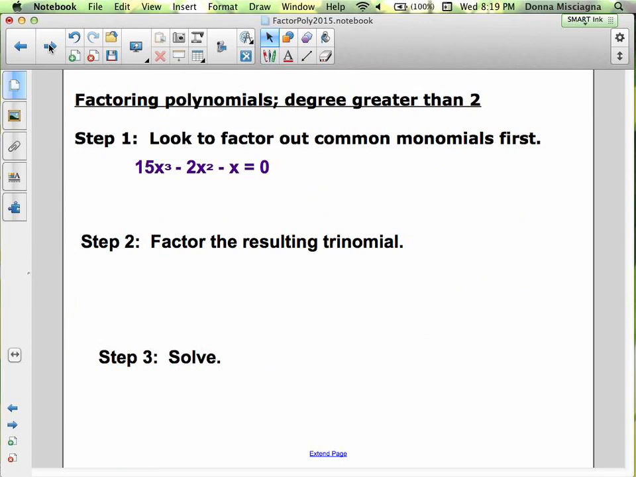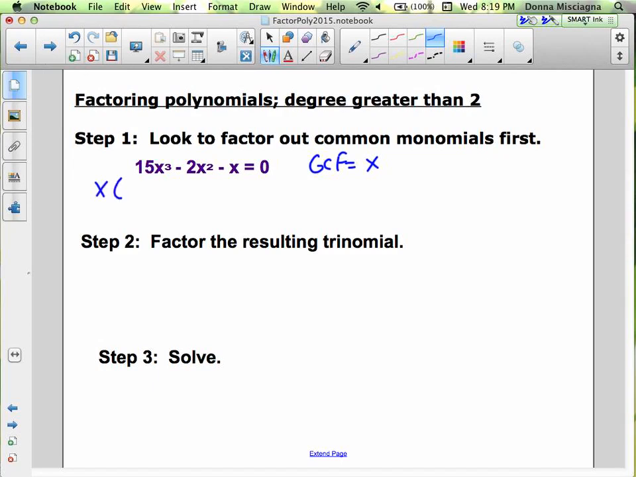All right, let's take a look at this one. Factor out our greatest common factor. Here, our greatest common factor is just an x. So we'll factor out the x and divide everybody by x. So we're going to have 15x squared minus 2x minus 1. Now we can factor the rest.